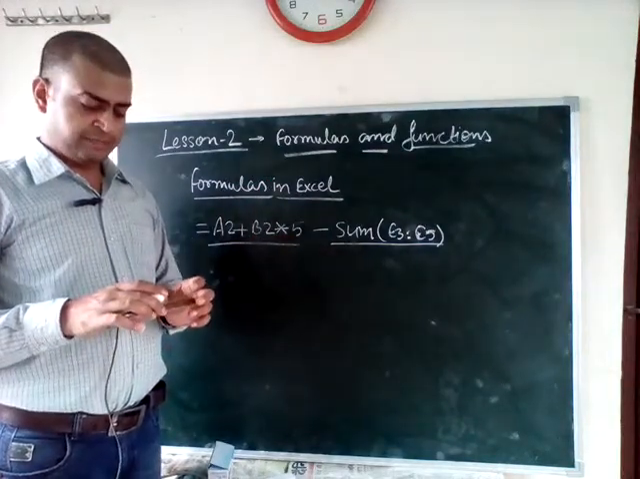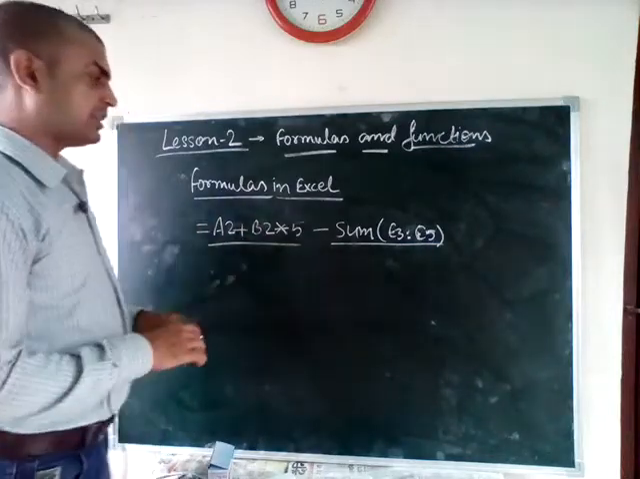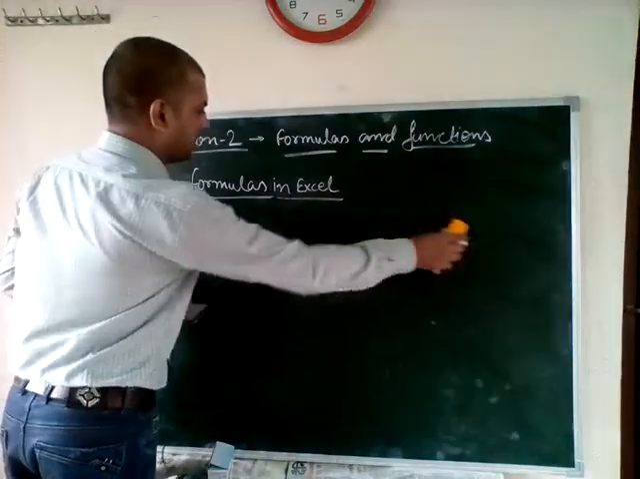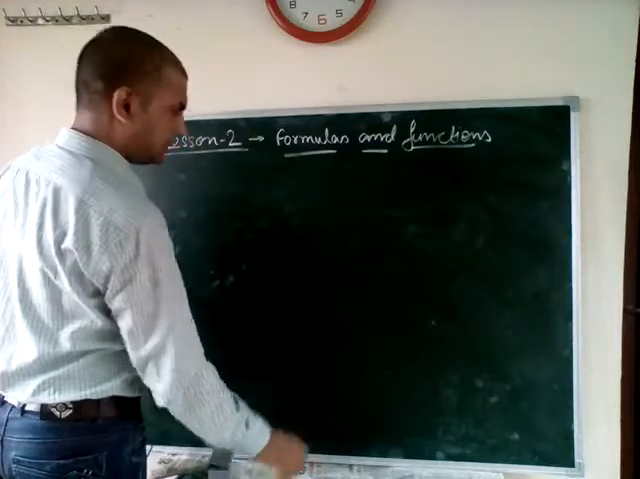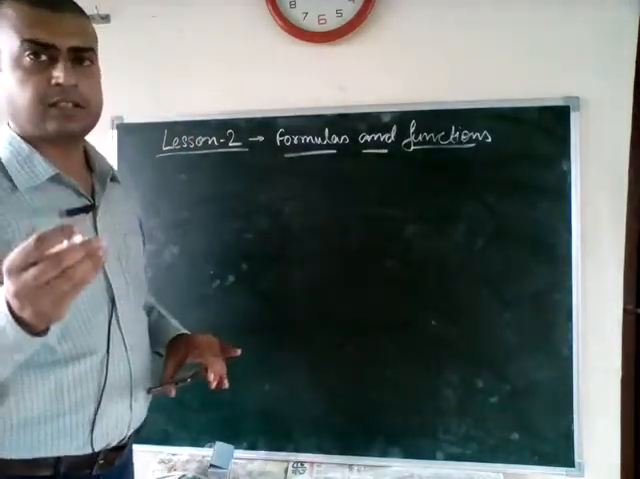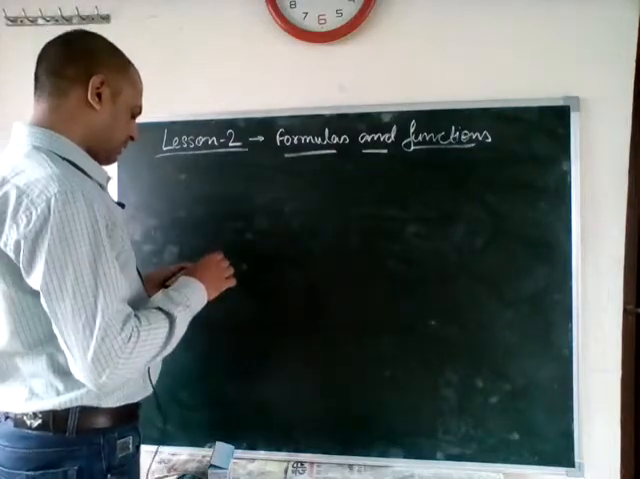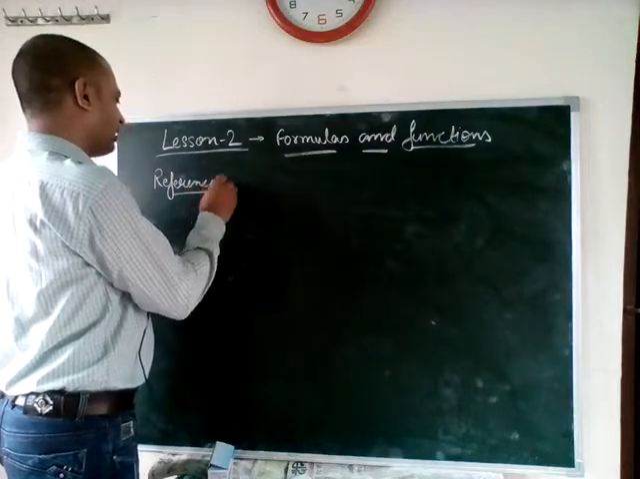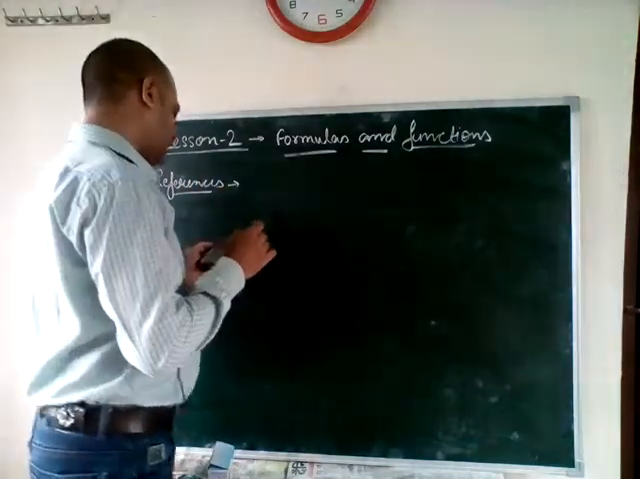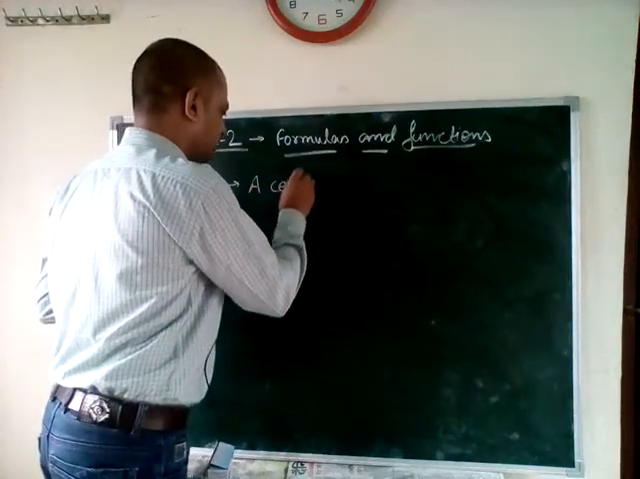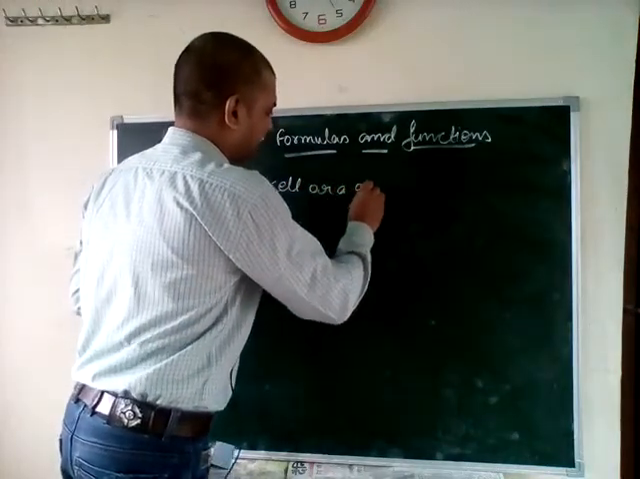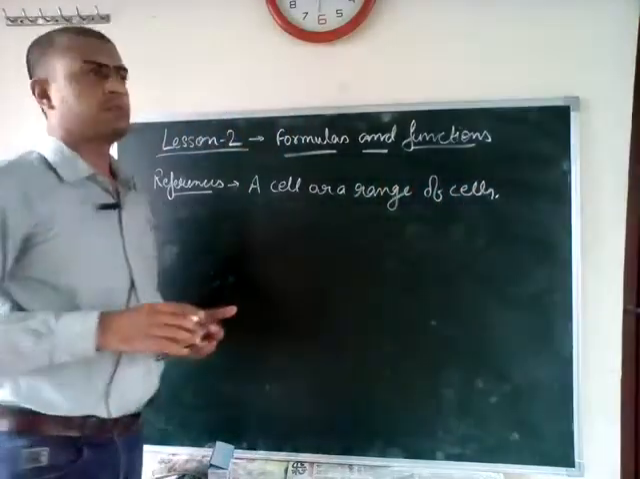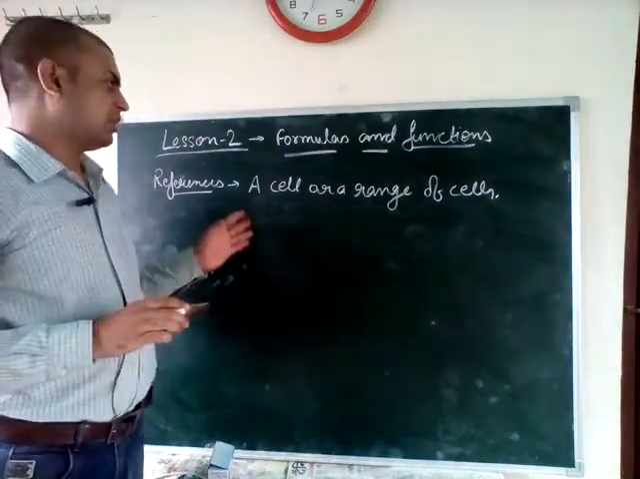Now in this you can see a cell or references. So what is a reference? We have not given any value, but we are writing the position, the cell address. So the cell address is the reference, the cell reference. A cell or a range of cells is called a reference.